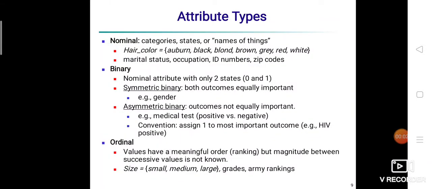Good morning, students. In my previous lecture we discussed the dataset classification. So in this lecture we'll be discussing the types of data attributes and their measurement scales. In statistics there are four data measurement scales: nominal, ordinal, interval and ratio. Let's discuss them one by one.